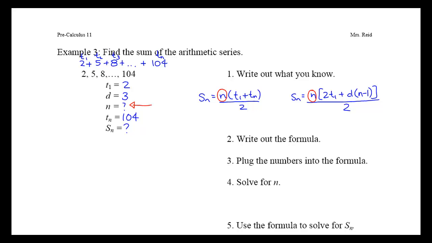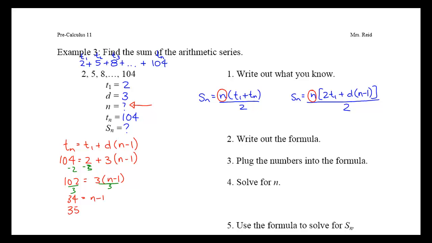The only other formula that we know of to use is the one from the sequences. So I'm going to plug in all of these numbers that I can to solve for n in this case. So my Tn value is 104. My first term, T1, is 2. The difference is 3, and I don't know n, minus 1. So to solve this, just like we did in the last section, I'm going to subtract 2 from both sides. That's going to leave me with 102 equals 3 times n minus 1. I'm going to divide by 3 next. That leaves me with 34, and adding 1 to both sides gives me 35 equals n.